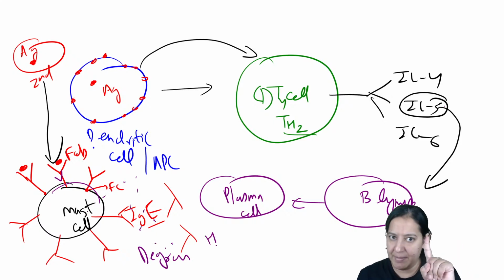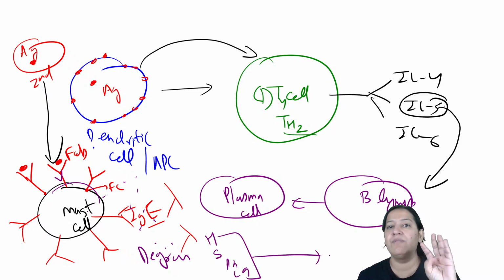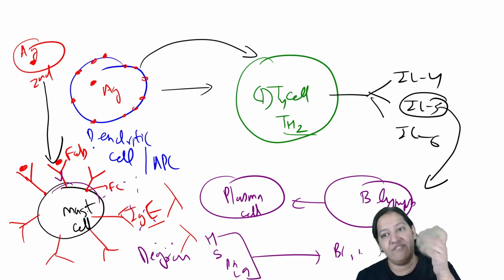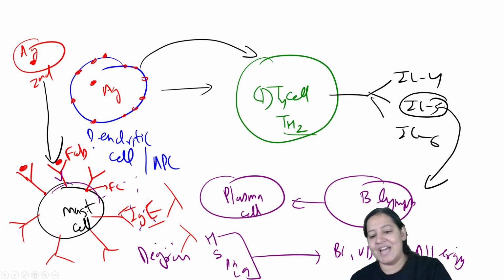Granules contain histamine, serotonin, prostaglandin and leukotriene. All these things will cause bronchoconstriction and vasodilation, which will lead to allergy. So this is the mechanism of action of allergy.